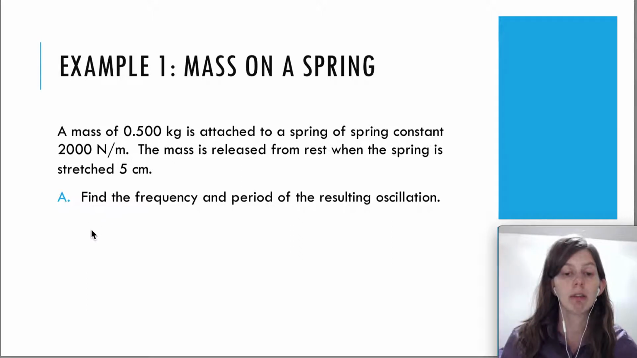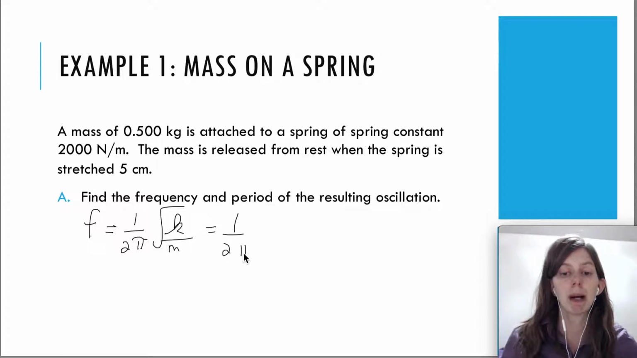So luckily you'll find in this section that we do have a lot of easy plug and chug kind of questions, although we still always want to visualize everything. So we learned that the frequency for a mass on a spring was 1 over 2 pi times the square root of k over m. So all we have to do here is plug in our numbers.